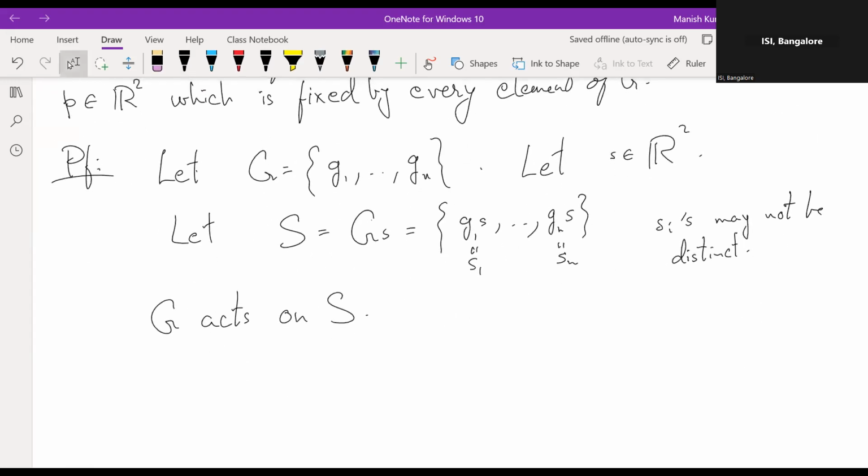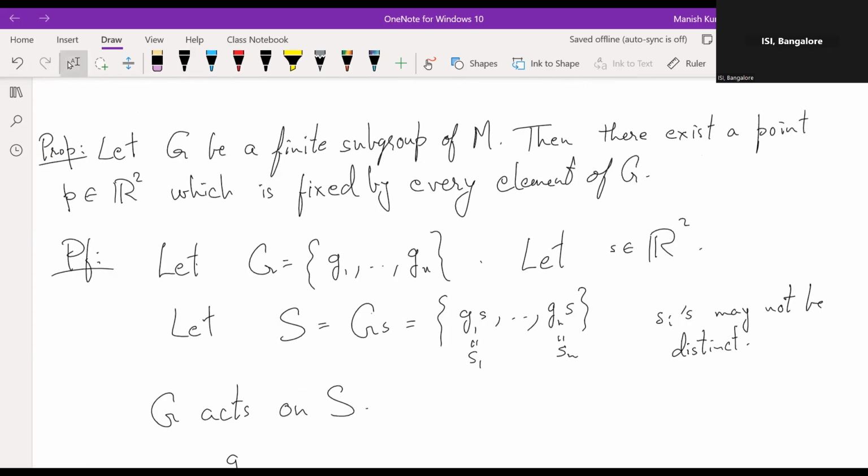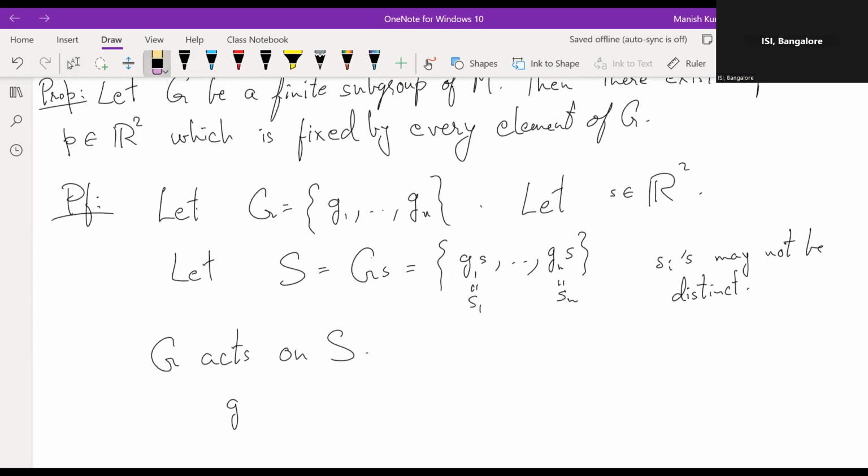Why? Because S is a subset of R2, and G acts on the whole of R2, but it also acts on the subset. So G acts on S. What I want to say is G permutes the elements of S.